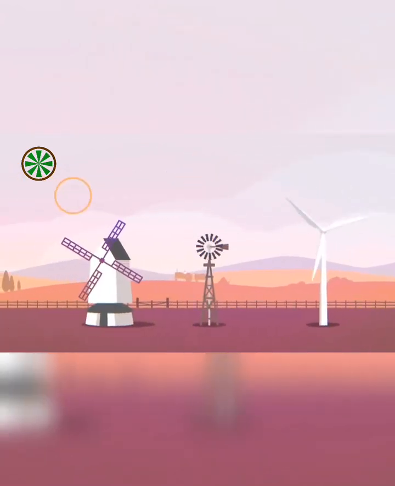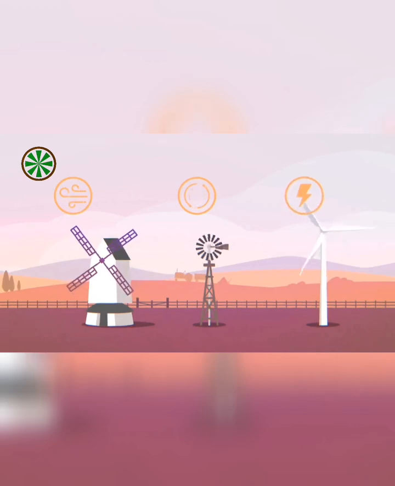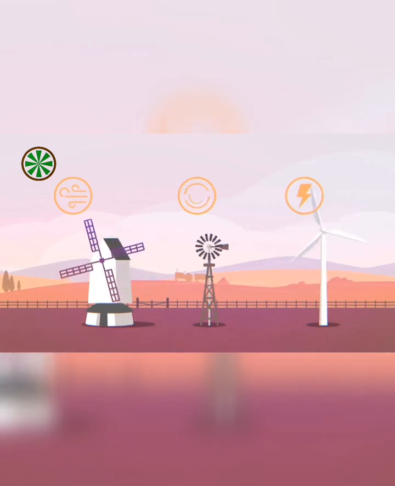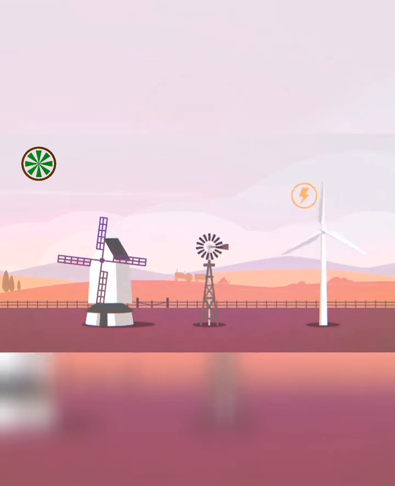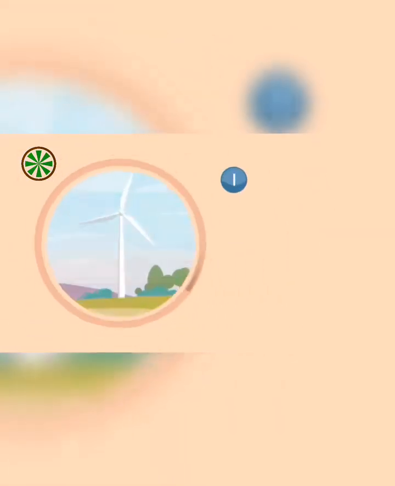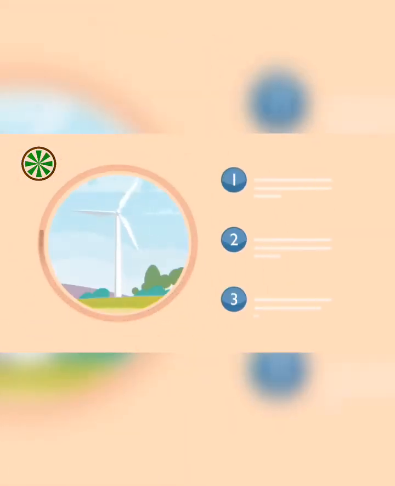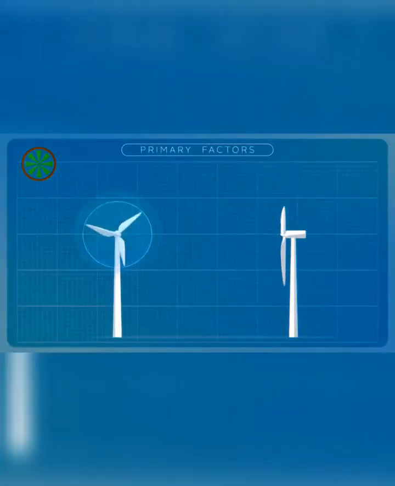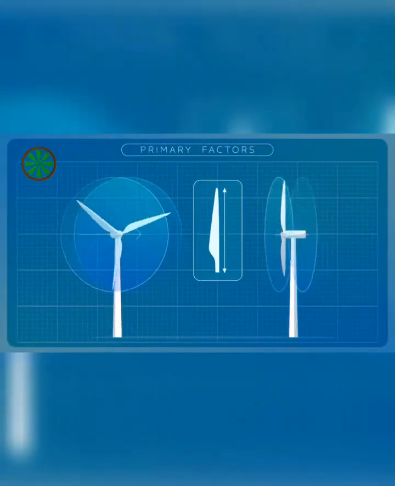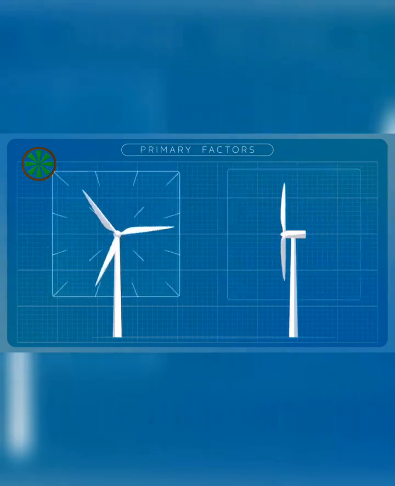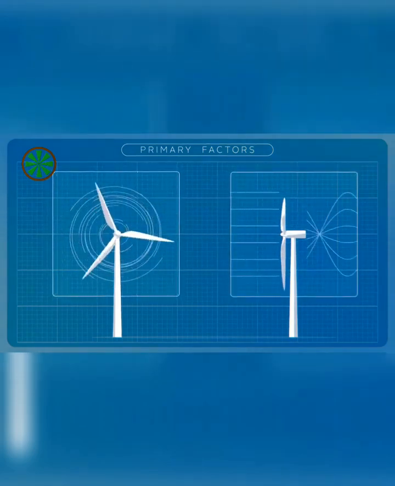This conversion from wind to rotational energy to electricity has defined wind turbines since their invention in the late 19th century. And there are three primary factors that determine just how much energy they can produce: the size and orientation of the blades, aerodynamic design, and the amount of wind turning the rotor.